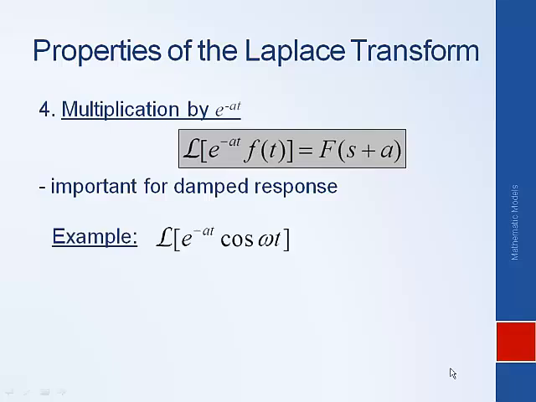So let's go ahead and try this example where we have an exponential multiplying a cosine. Just recall that we cannot split the Laplace transform over multiplication. So the Laplace transform of this product is not equal to the Laplace transform of the exponential times the Laplace transform of the cosine. Rather, we have to use a property like this property number 4. Matching this function to that property, we can see that the cosine is our f of t.